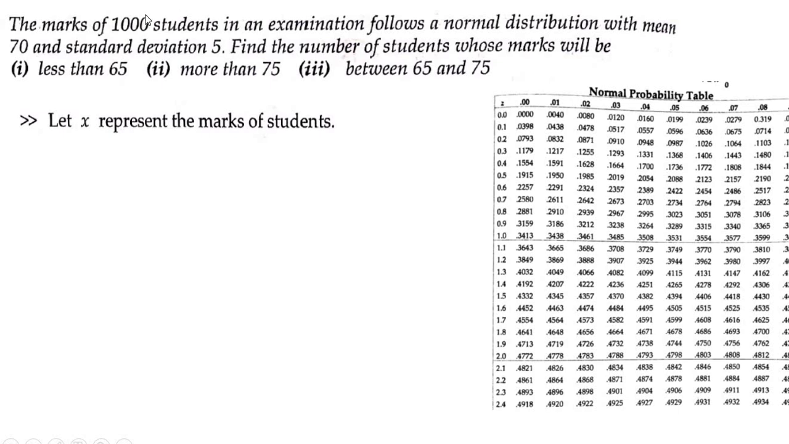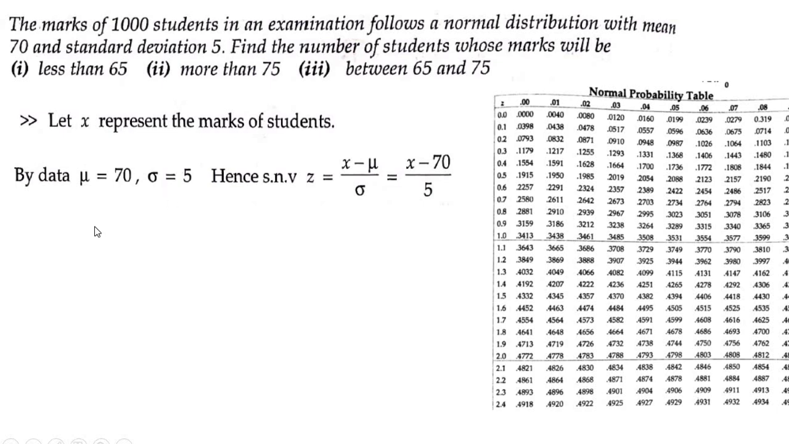For 1000 students, what are the marks you have to calculate? The number of students who have scored marks less than 65, more than 75, and between 65 and 75 is what you have to calculate. Alright, so first of all, let x represent the marks of the student. Whatever is given in the data, that is what we have to write next. That is, the mean has been given to you.